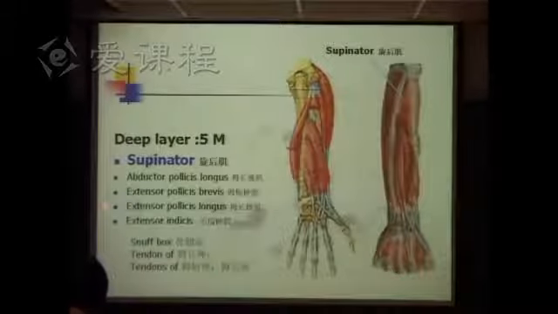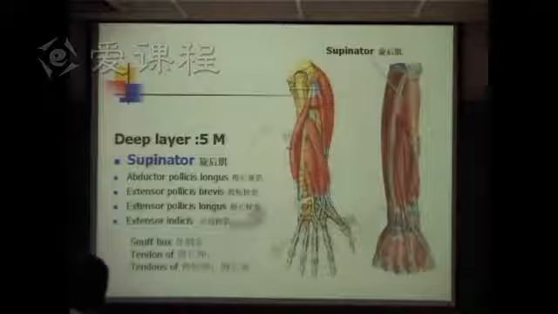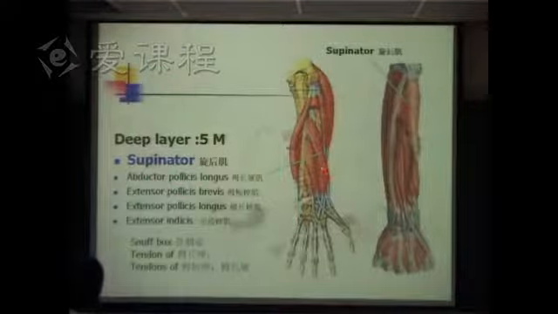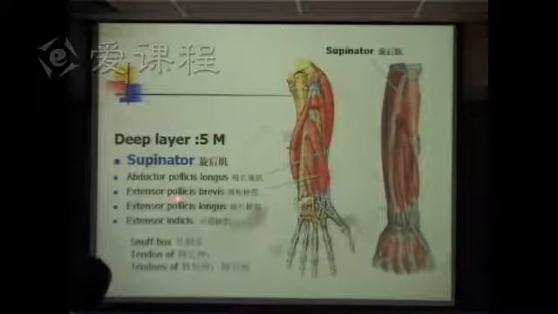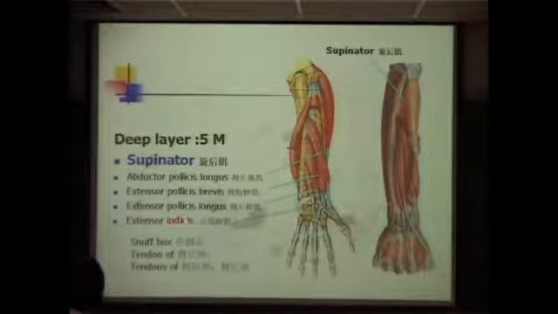And in the deep layer there are also 5 muscles. They are this muscle, the supinator muscle, and abductor pollicis longus, this one, extensor pollicis brevis, and extensor pollicis longus, and the extensor indicis, this one.